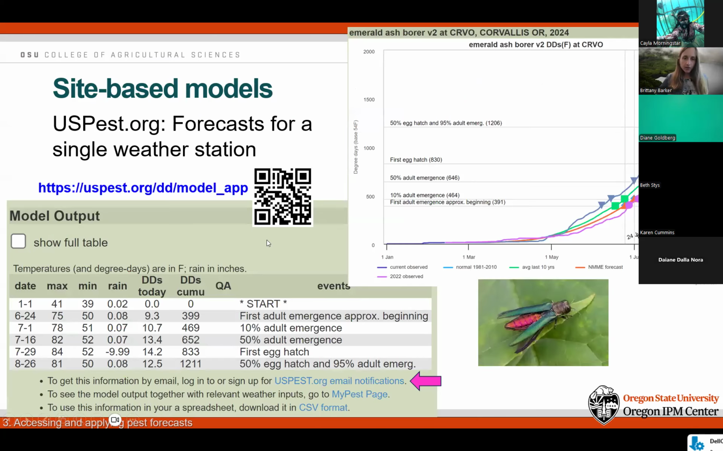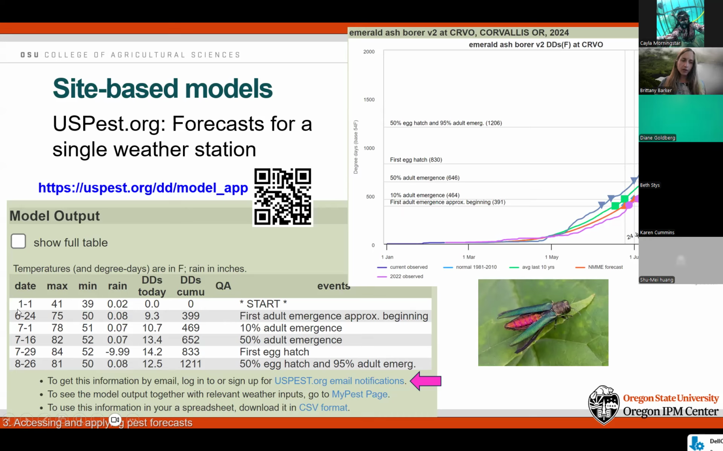So when you go to this website, you can also scan the QR code here. You can access these forecasts for a single weather station. So what you do is you select the weather station that you want to run the model for, and then you get outputs in both tabular format and also in a graph format. So this is our model for emerald ash borer. And when you look at the tabular results, you'll see the first column is the date. And there's some information about the weather that particular day and also how many degree days had accumulated.